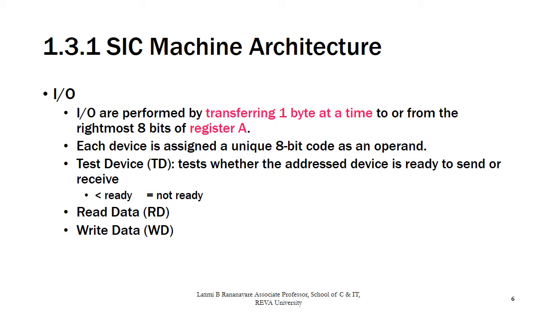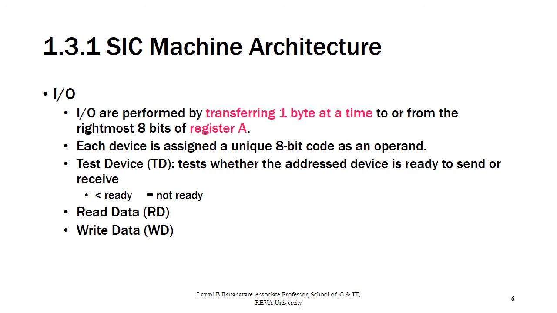The next one is IO instructions. These IO operations are performed by transferring 1 byte at a time to or from the rightmost bits of register A. Each device is assigned a unique code as operand, and we have 3 types of instructions: test device TD, read data RD, and write data WD. So we have 3 types of input output instructions.